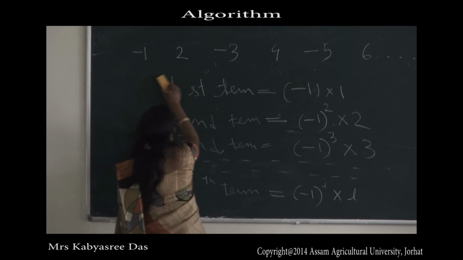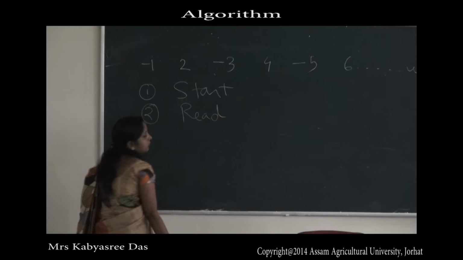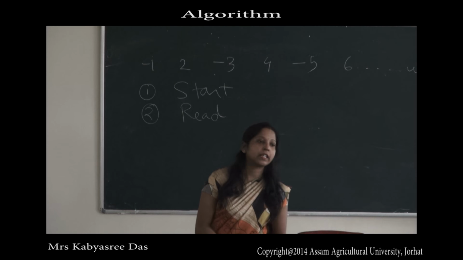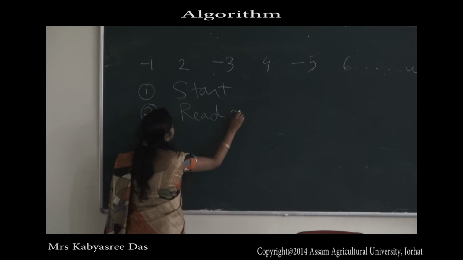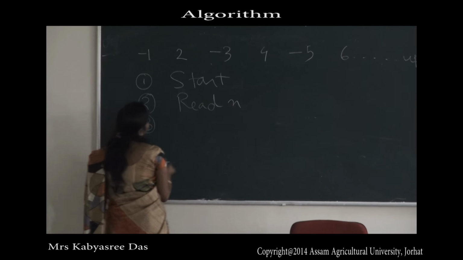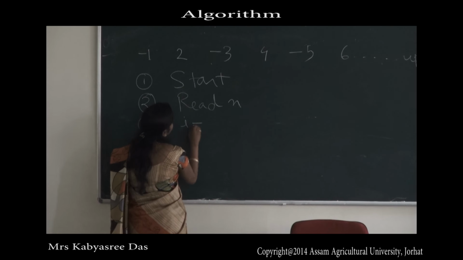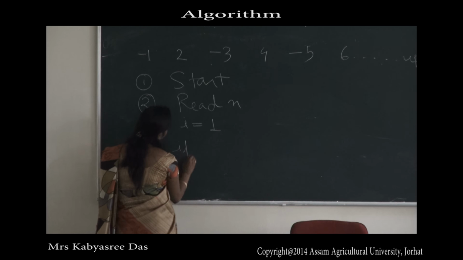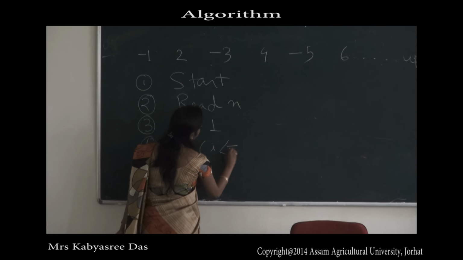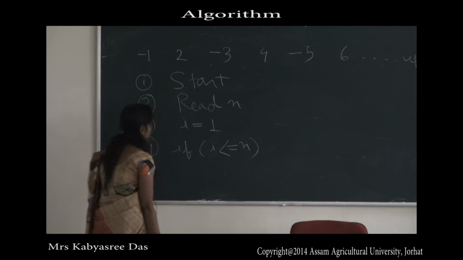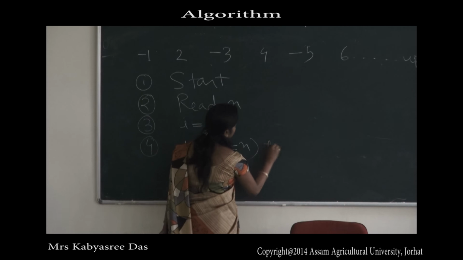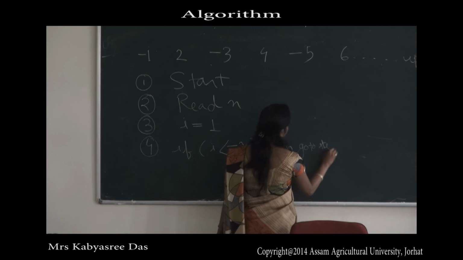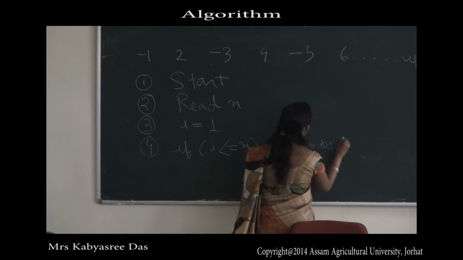Now we write the algorithm for that. What should be the input here? Read n. And number 3, we take I equal to 1. And number 4, you write if I less than equal to n, go to step 5.